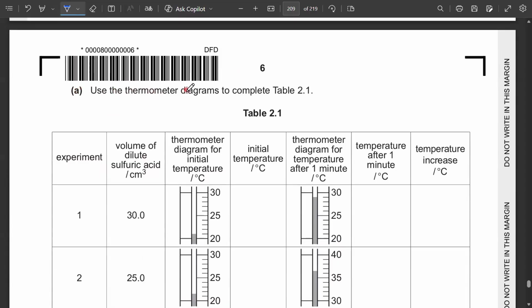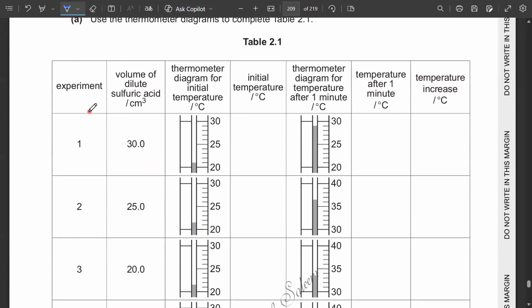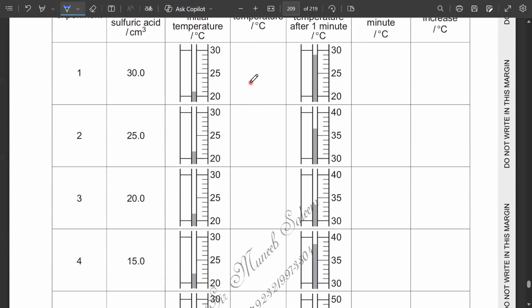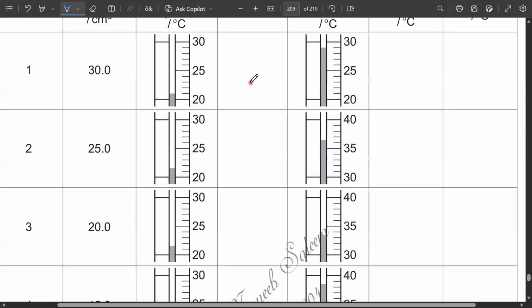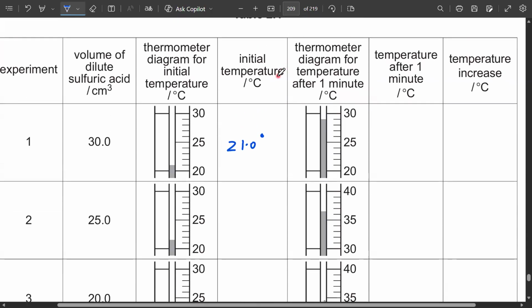Part A, use the thermometer diagrams to complete table 2.1. So here we have the whole table in which we have to properly write down the readings. So I'm going to do that now. We have 21.0 degrees centigrade here. You don't need to put signs of centigrade because it's already there in the title, so you don't need that.